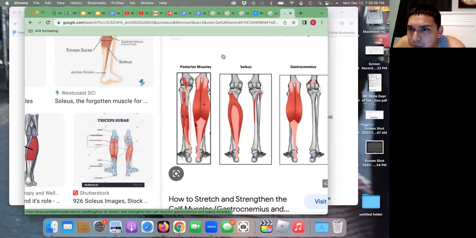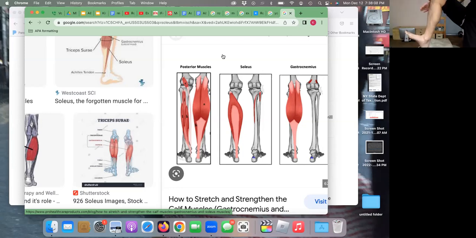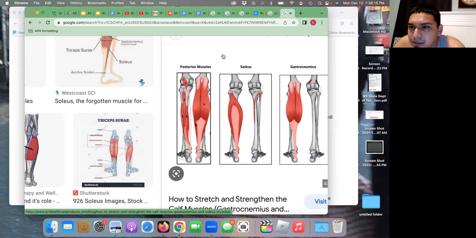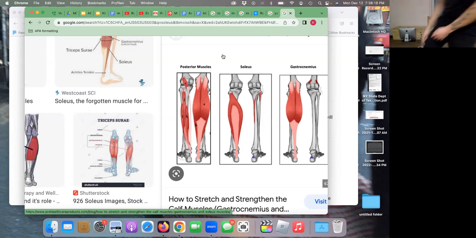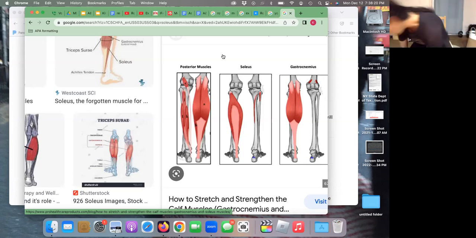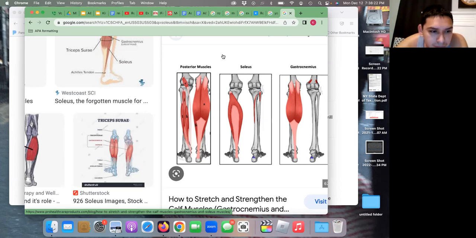What's concentric? It will be the one in the front, right? The one in the front. What's the name of that muscle? Tibialis anterior. Yep. And which one is eccentric? The one in the front or the one in the back? It'll be the soleus or the gastrocnemius, yes. Okay, great.